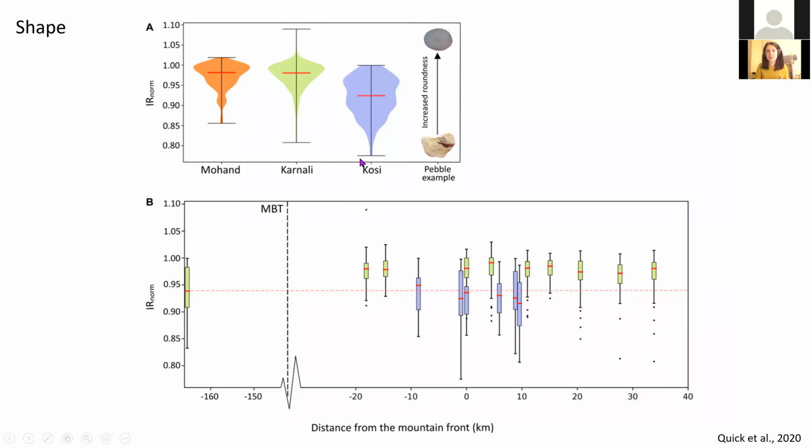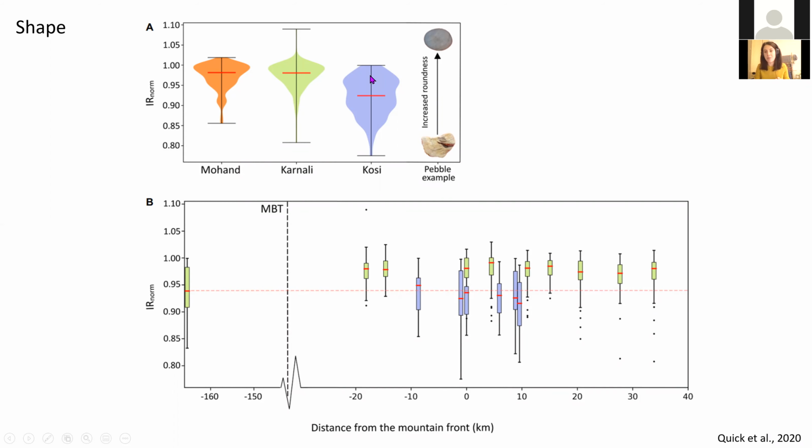And then I plotted this up into some violin plots to show the shape. So when we get a roundness of 1, this is almost like a perfect spherical shape, and anything below 1 becomes more angular. That's what this is showing here. As you can see, the Mohand and the Canali have very similar distributions in terms of pebble population roundness. So the Mohand and the Canali have very rounded pebbles within their gravel bars.